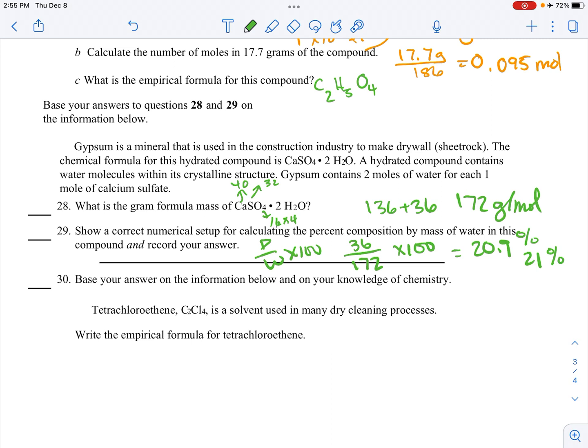Tetrachloroethane is a solvent, right? It's empirical formula. So let's take a 2 out of both of those to make it C1Cl2.